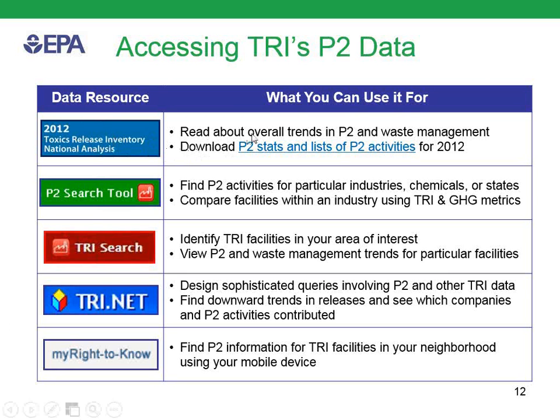So the national analysis, if you want to learn more about what I just talked about, you can go there and read our report. You can also download P2 stats and a full list of activities in Excel. If there's time, I'll show that, but that's an alternative to going to the tools. If you're just comfortable with spreadsheets, you can get a full accounting of what P2 information was reported to TRI in 2012. These other tools, the P2 search tool and TRI search, I'll talk about momentarily.